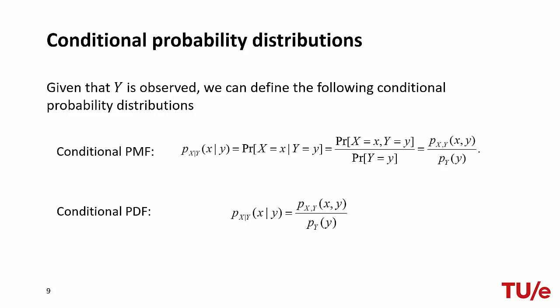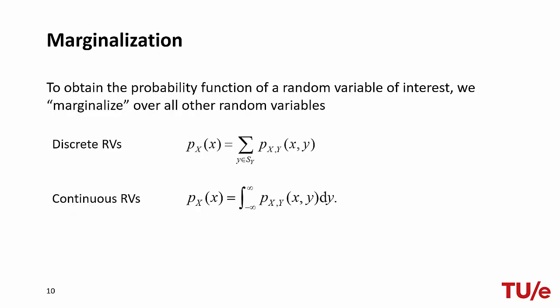To obtain the PDF of y or the PMF of y, we can apply an important operation which is known as marginalization. When we have available the joint probability model and we want to obtain the PDF or PMF of a random variable of interest, we can marginalize over all other random variables. This simply means, for discrete random variables, summing over all values that the other random variable can take, so in this case summing over all y's in the range, while for continuous random variables the summation becomes an integral.